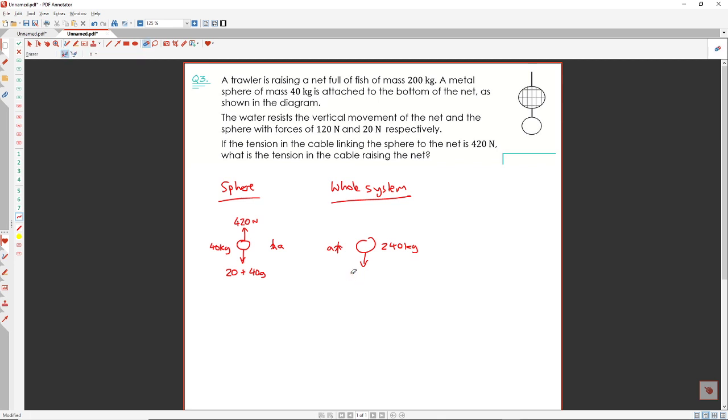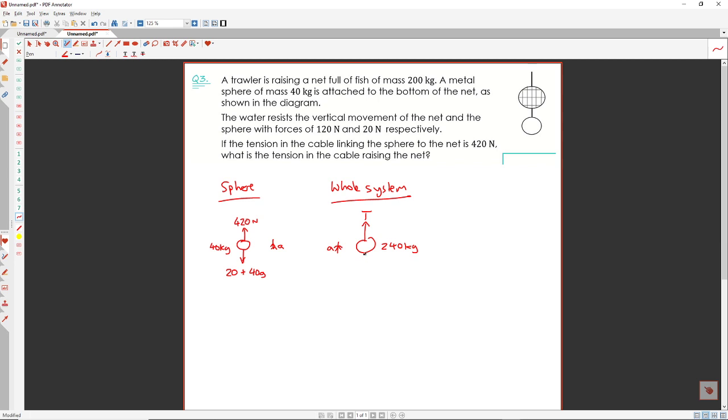Oh, hang on. Ignore what I'm saying there, because I thought I was getting messed up and doing just the net there. I'm working on the whole system. That means the tension in between the 2, we'll ignore it because it's acting upwards with 420 on that one and downwards with 420 on the net. So we've got this tension pulling upwards here. That's ultimately the thing we're trying to calculate, the tension pulling the thing up.